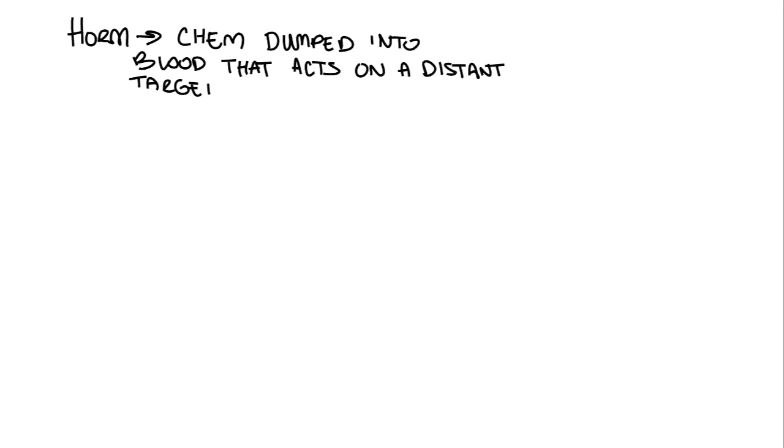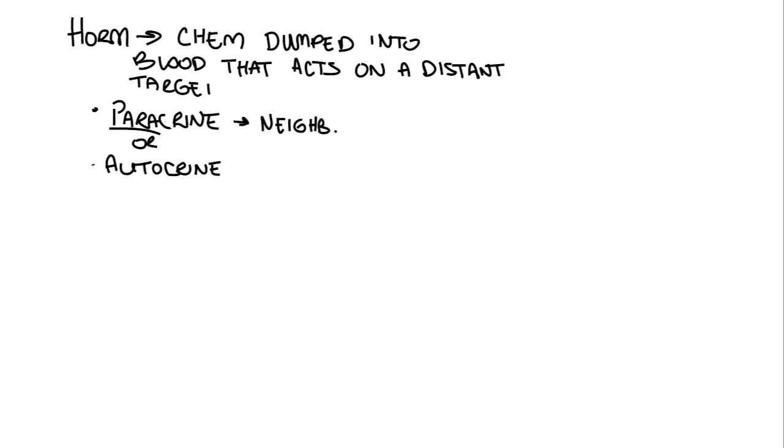We have different types. Not all of these are actually dumped in the blood, and we call those either paracrine or autocrine. Okay, para meaning nearby or around, so it's going to act on a neighboring cell. The autocrine, auto meaning self, so it's going to act on itself. Those are good definitions to keep in mind.